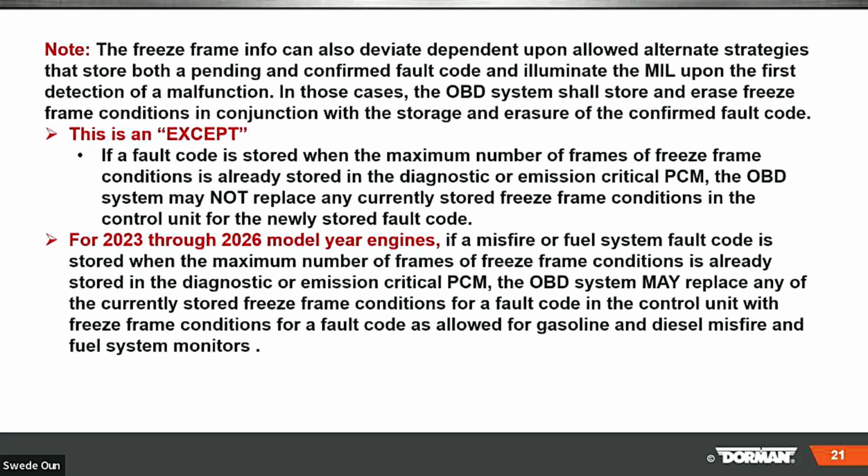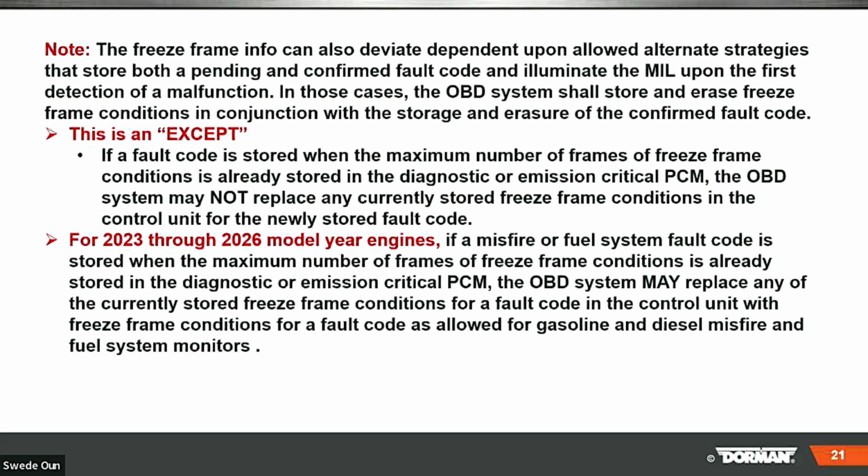The OBD system shall store freeze frame conditions in conjunction with storage or erasure of a confirmed fault code. This is an exception: if a fault code is stored when the maximum number of frames of freeze frame conditions is already stored in the control unit, the OBD system may not replace any currently stored freeze frame conditions for the newly stored fault code.